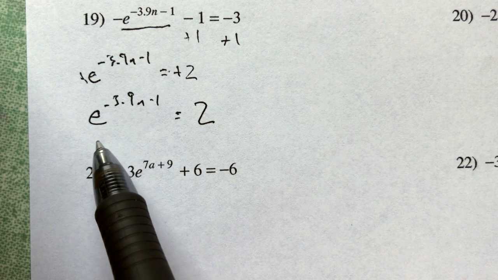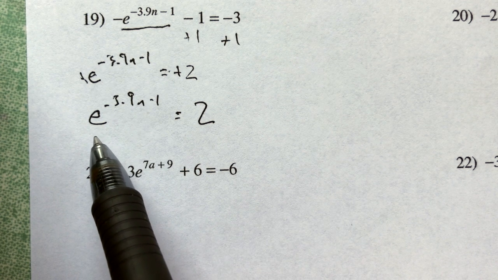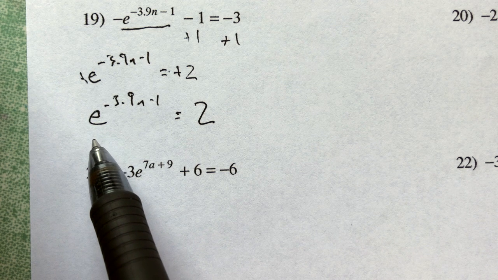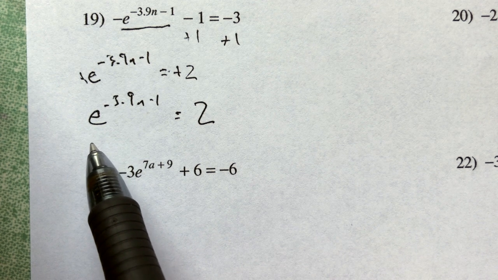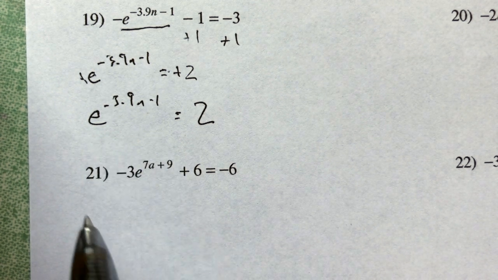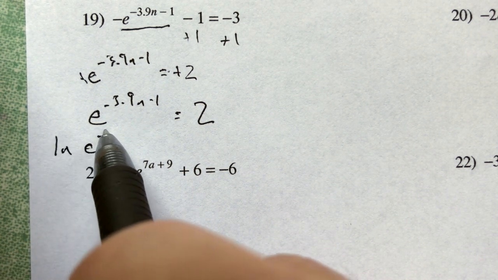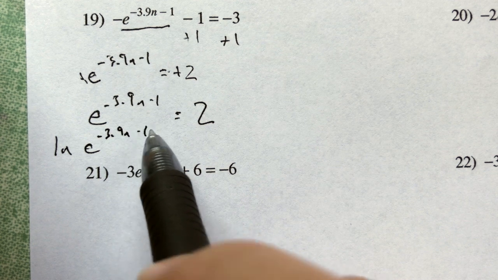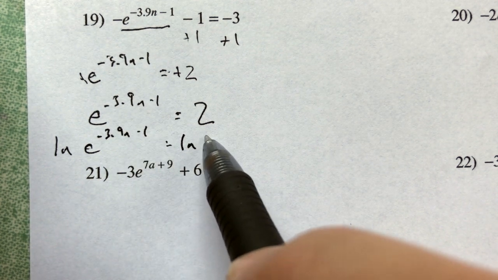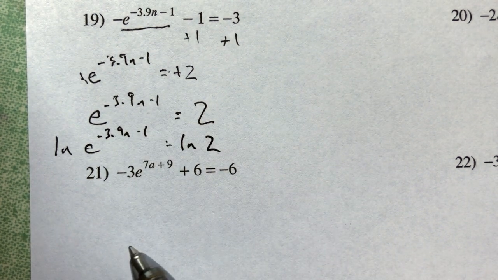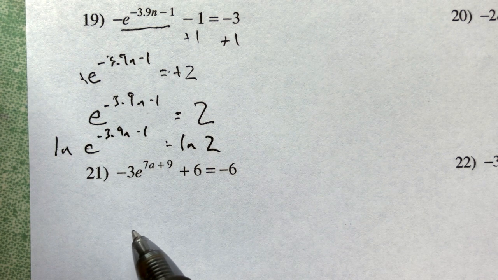Now, when you see e, you know we're not dealing with common logs anymore. We're dealing with natural logs. Okay, so what we can do is take the natural log of both of these sides. Okay, so we can do the natural log of e to this crazy exponent equals the natural log of 2.